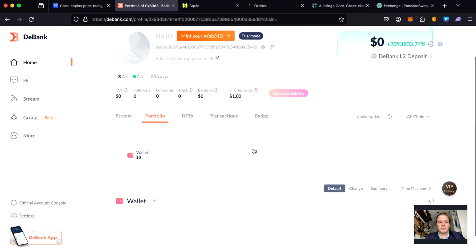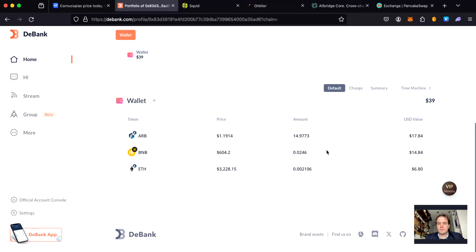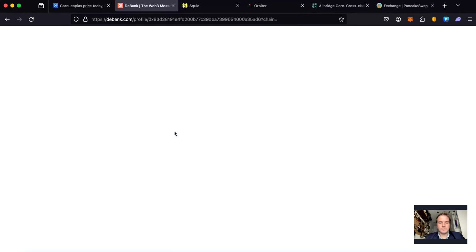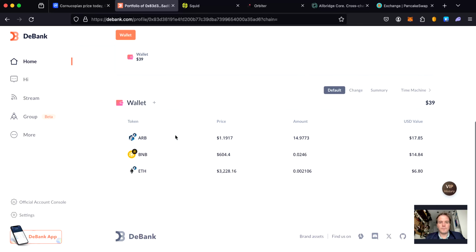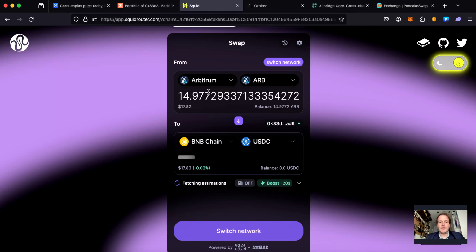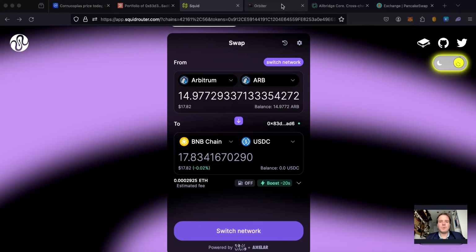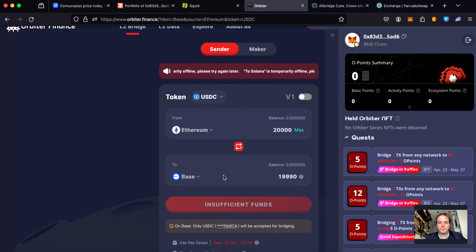And then we can go back to our portfolio and refresh this here, and we can see that we should have, other than the BNB that I added to cover the fees, more Arbitrum available on Arbitrum. For some reason this hasn't properly refreshed. Okay. Yep. I believe it was 14.9773 that we swapped here, right? So we got our Arbitrum there, and you can see that we bridged without the need for an intermediary. So that was Squid Router.